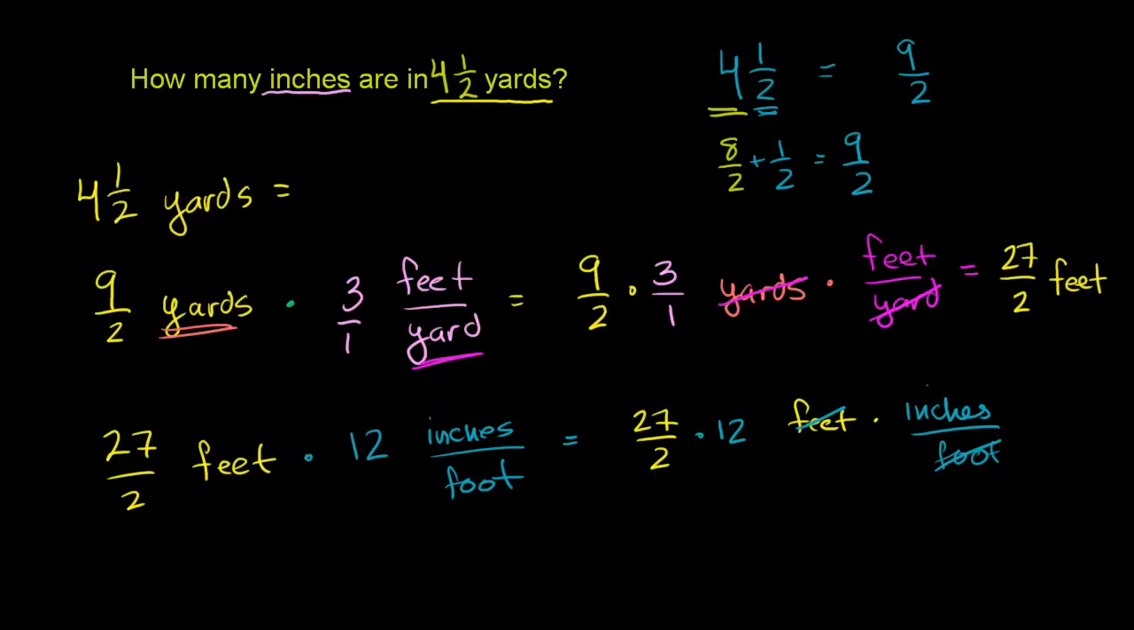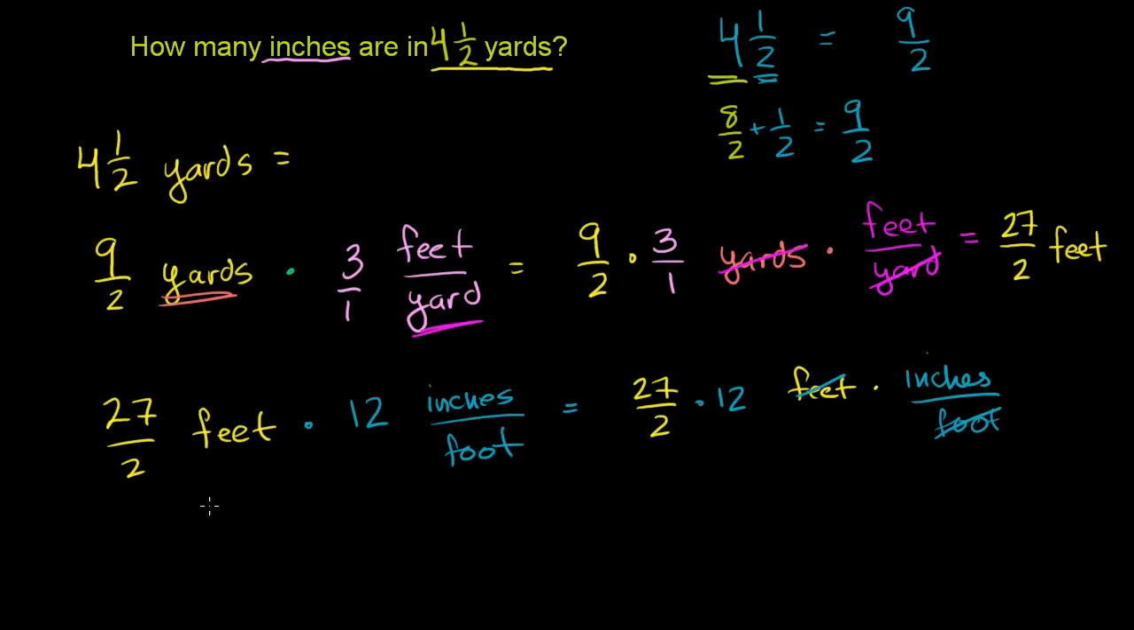And what we could do here is that our final answer is going to be 27 times 12 over 2 inches. And before we multiply the 27 times 12 and then divide by 2, you immediately see, well, I could just divide 12 by 2 and 2 by 2, and it makes our computation simpler. 12 divided by 2 is 6. 2 divided by 2 is 1. So it becomes 27 times 6 inches.